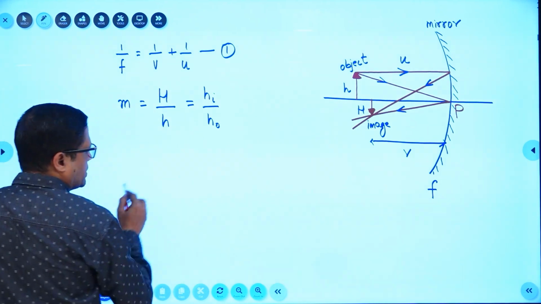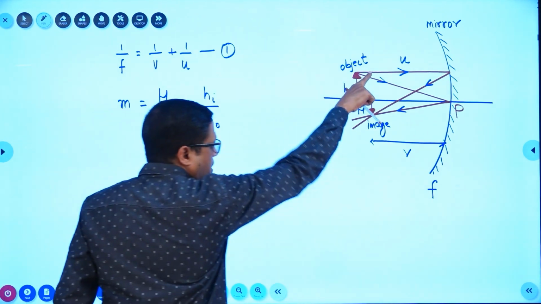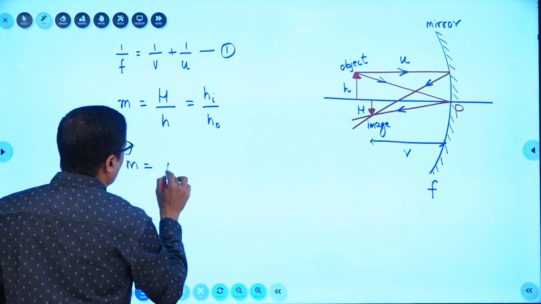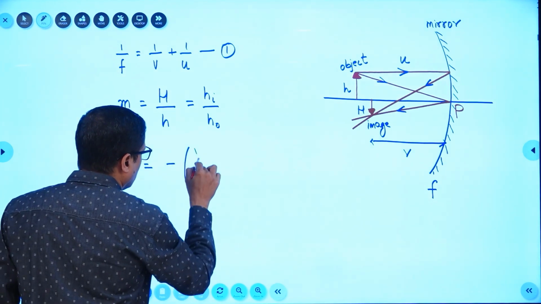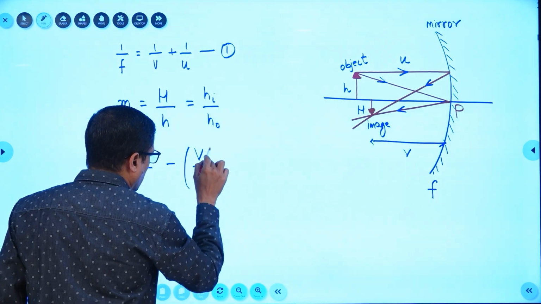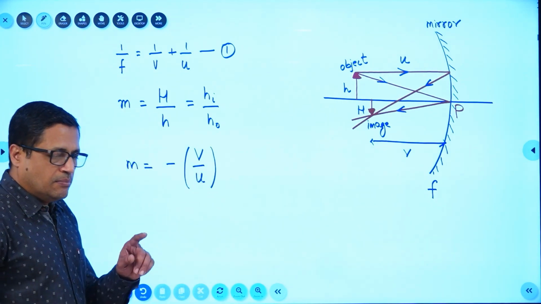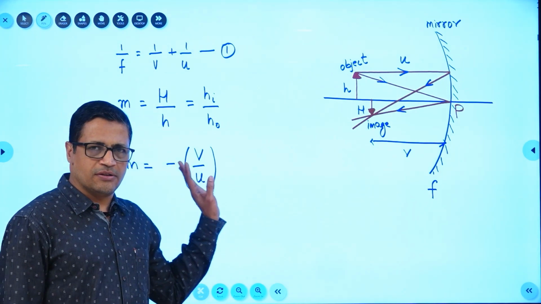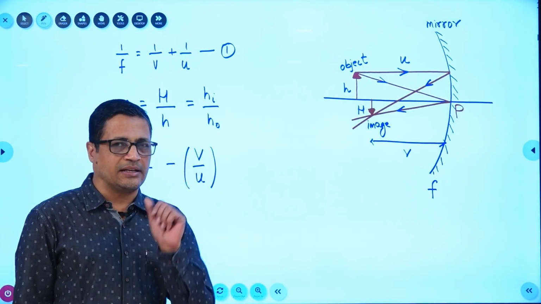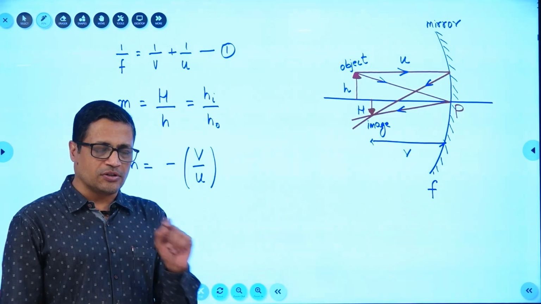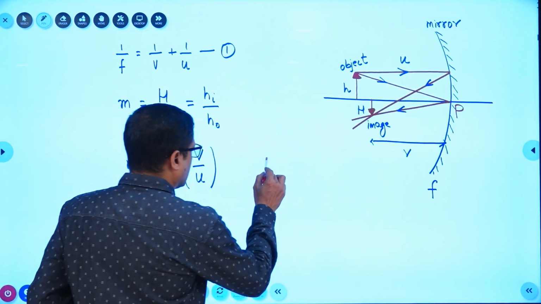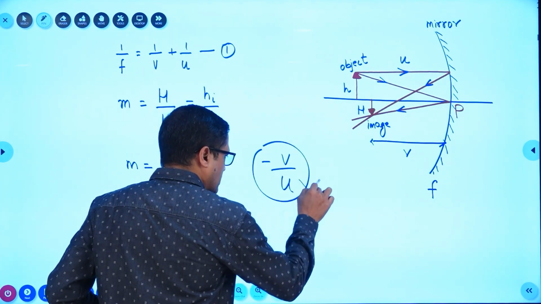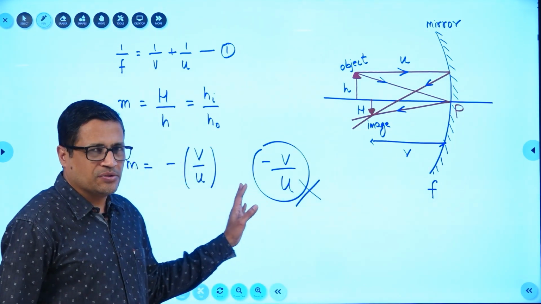But the same magnification, when quoted in terms of object distance and image distance, will be m is equal to minus of v by u. Now in many books it is rightly given as minus of v by u, but the way they present it is slightly different, and many students out of laziness tend to write this as minus v by u. This kind of notation I don't really advise you to follow.